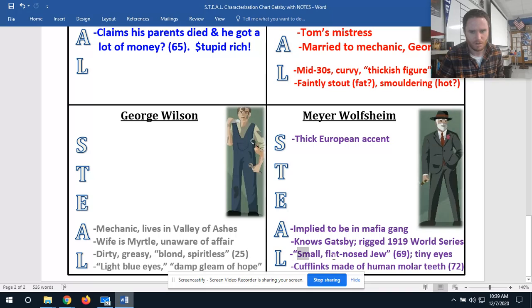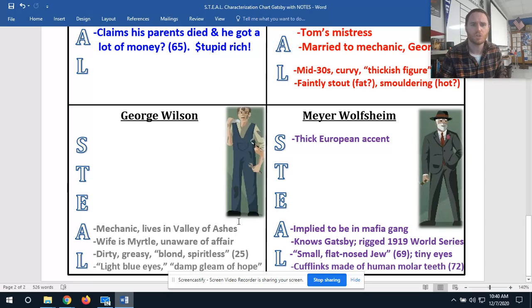He's described as a small, flat-nosed Jewish man on page 69. He has tiny eyes, and we learn on page 72 he shows Nick cufflinks on his suit made of human molars, which are human teeth. Very strange, Meyer Wolfsheim. That's the end of the video.